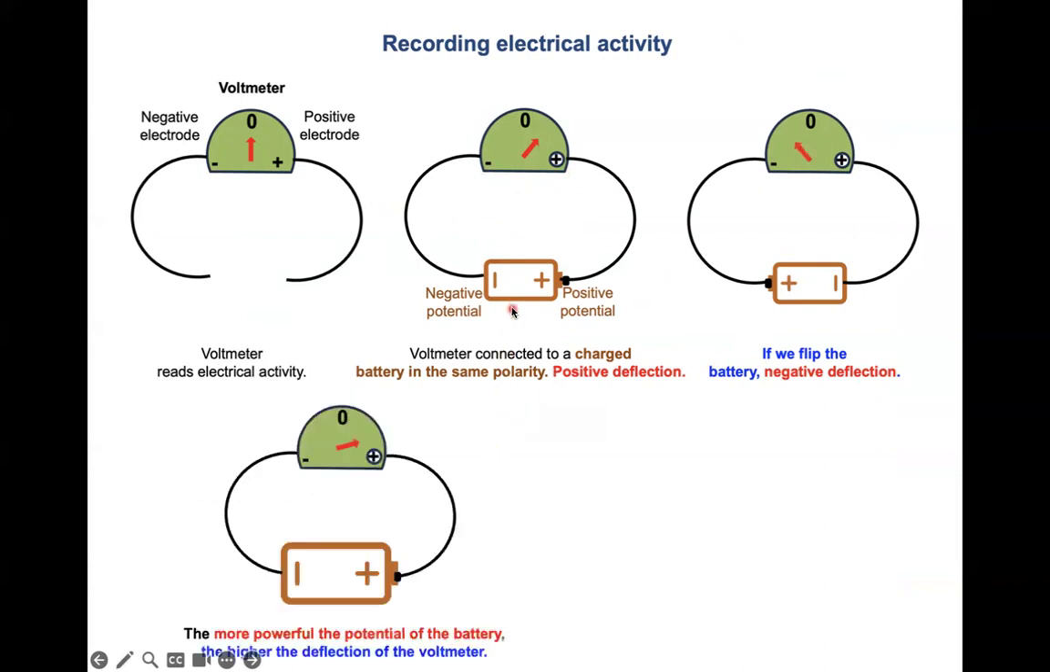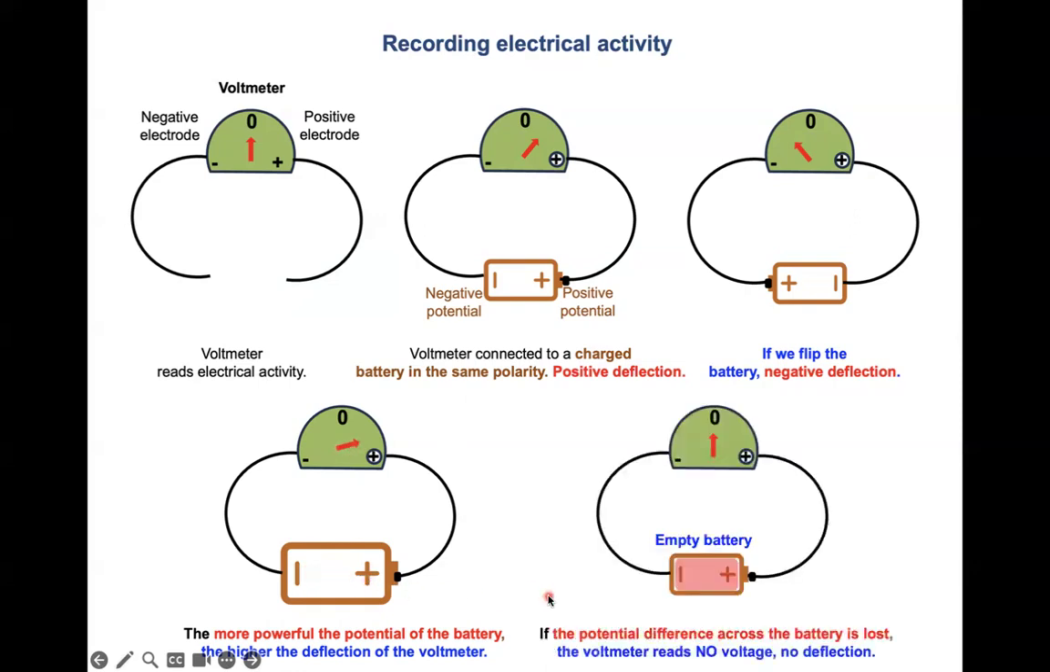What if we take this example? Now in this case, we increase the voltage of the battery, indicated here by the larger battery. Again, it will be a positive deflection and the signal will be much stronger because the voltage has increased. If the battery is empty, no voltage, no signal, no deflection.